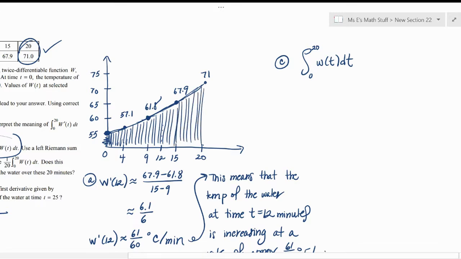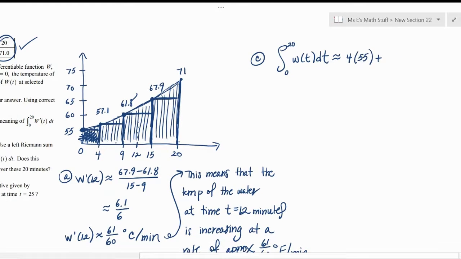But we are not going to get exactly that area. We're going to use a left Riemann sum. And so the subintervals as indicated by the table would be 0 to 4, 4 to 9, 9 to 15, and 15 to 20. A left Riemann sum is where you just use the height on the left of each rectangle and calculate the area. So I would say this is approximately, the first rectangle has a base of 4, and then you multiply it by the height, which would be 55. The second rectangle has a base of 5, and the height would be 57.1.